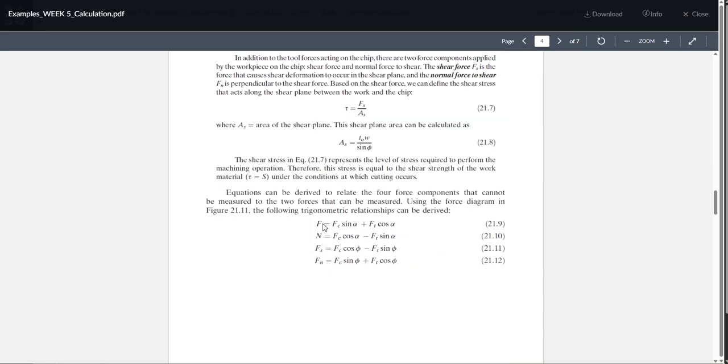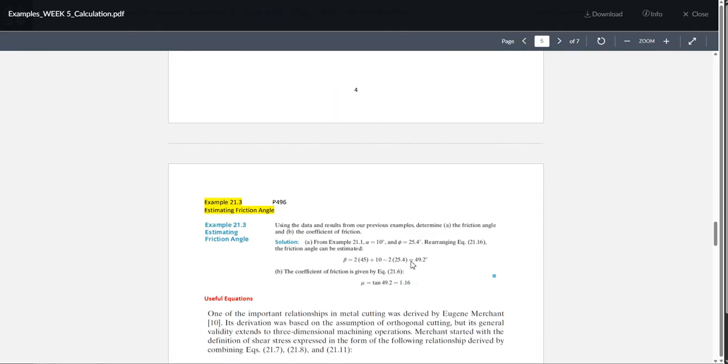The other equation we can have for the friction force, for the normal force on the friction force, for the shear force and the force normal to the shear force, can be found from the equation 21.9 to 21.12, where the FC and the FT are the cutting force and the thrust force. These are something can be measured, and we mentioned that during the lecture slide.